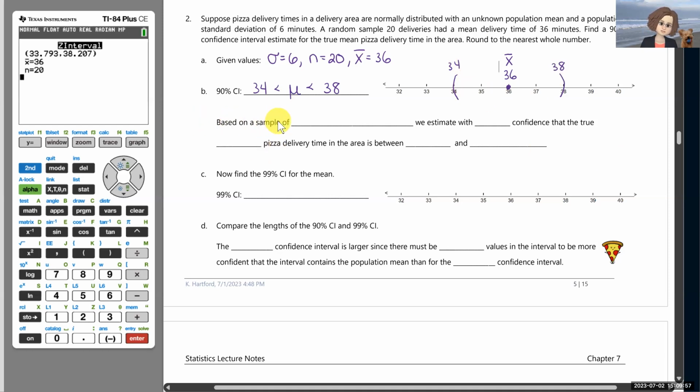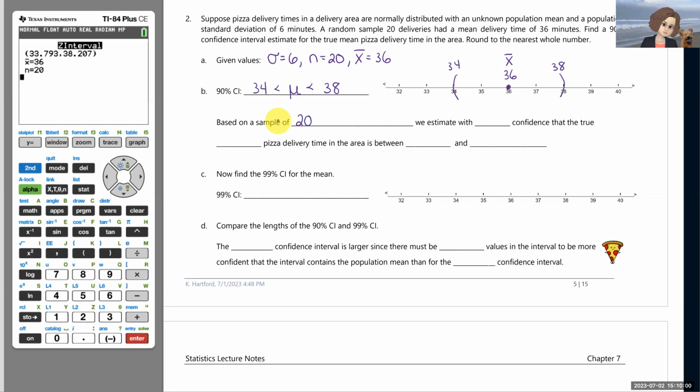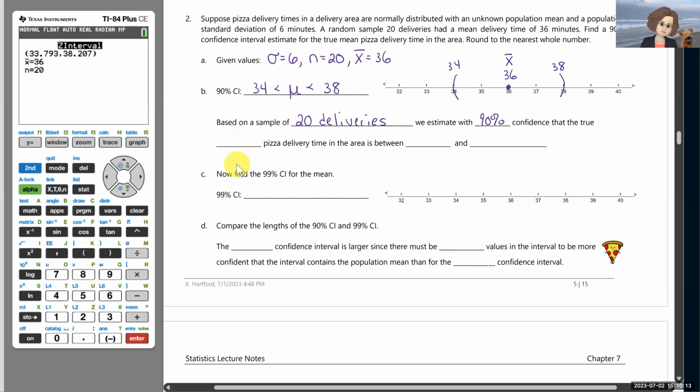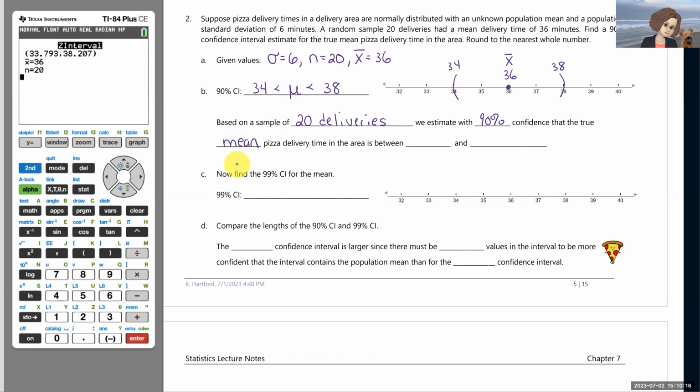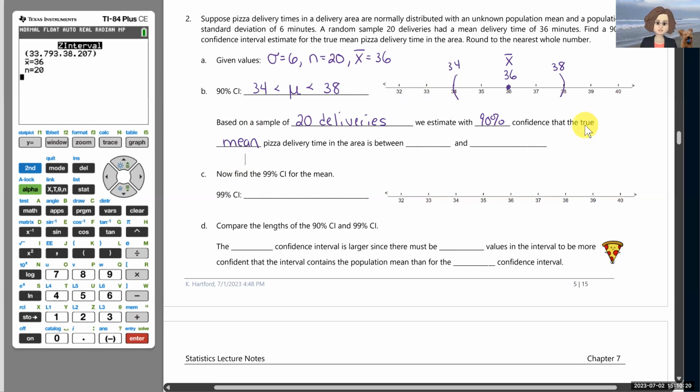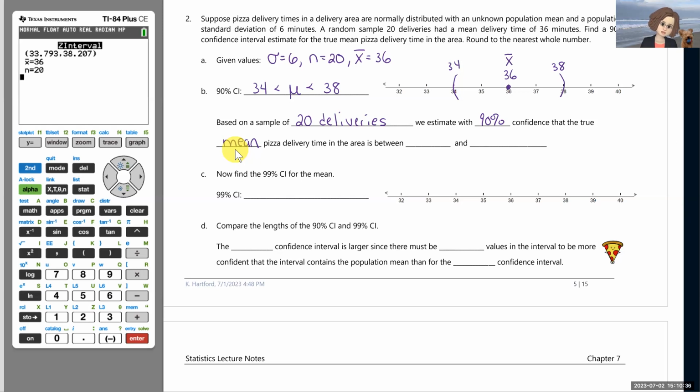So I can now say, based on a sample of 20 deliveries, we estimate with 90% confidence that the true mean pizza delivery time, and when I say true here, that's just another word for the population. So we could say both, true population mean. So based on these 20 deliveries, what I think is true for all pizza delivery times on average in the area is somewhere between 34 and 38 minutes.